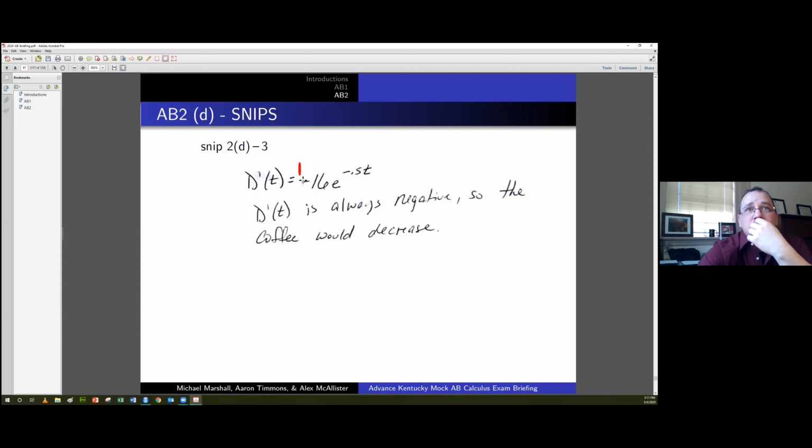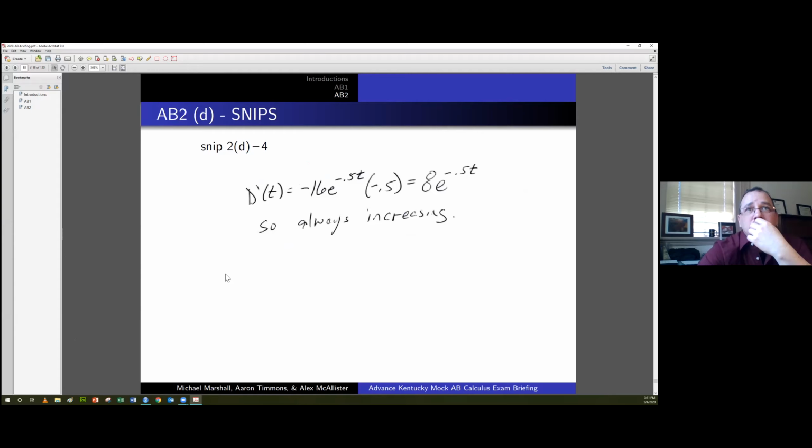All right, this one's a little tricky. We noticed that they said the derivative, but that is not the correct derivative, so that's a 0. It's also not one of the forms we said is eligible to earn the next point. So while they said D prime is always negative, so the coffee is decreasing, if that had been one of our four eligible forms, they would have gotten the 1, but that is not one of our eligible forms, so that's going to be a 0-0. Last one.